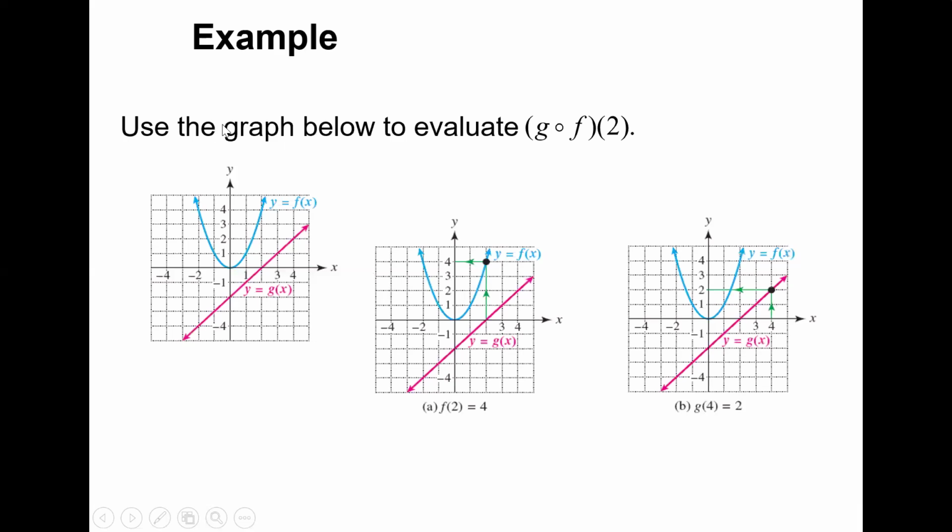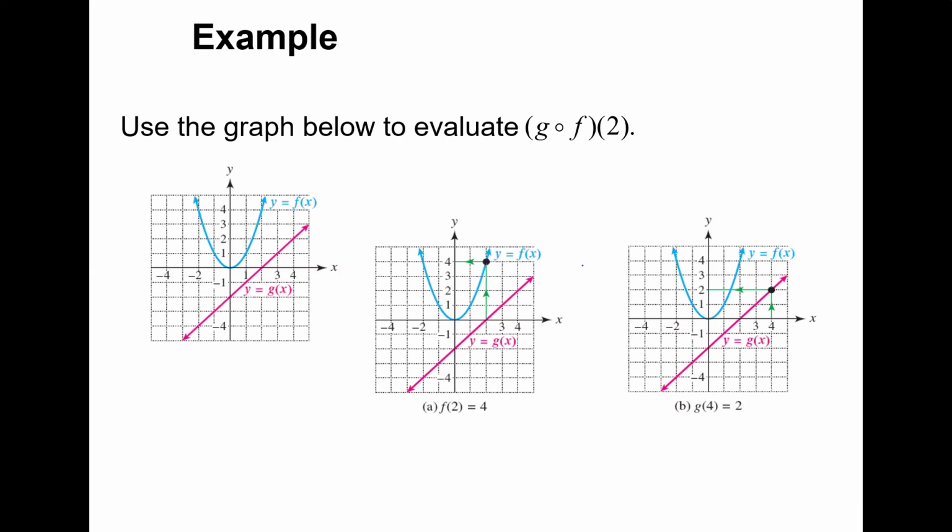All right, here we're supposed to use the graph below to evaluate g of f of 2. Same thing first: we want to do f of 2. So where is f and where is 2? Here's our function f of x. 2 is here, and that's going to be a 4. Then if we plug 4 into g of x, and g of x is here, we should get out 2. And so that's how it works.